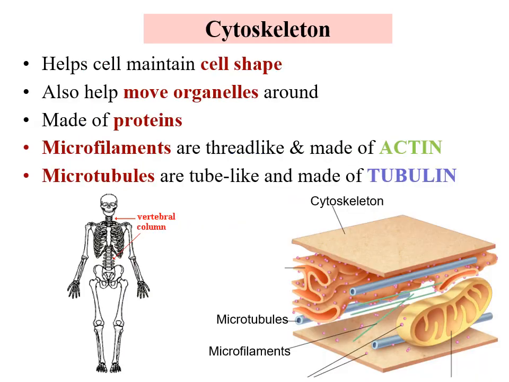The cytoskeleton is a network of protein fibers within the cell. It helps the cell maintain its shape and also assists in the movement of organelles around the cell. The cytoskeleton is made of proteins, including microfilaments made of actin, which are thread-like, and microtubules made of tubulin, which are tube-like.